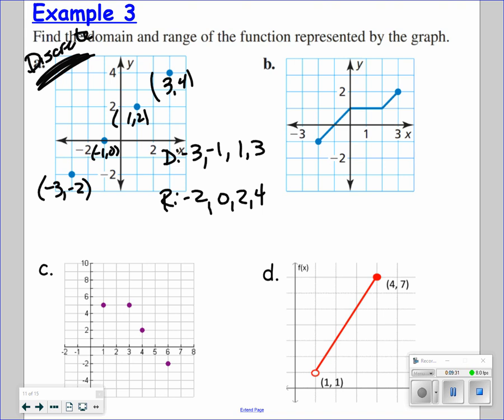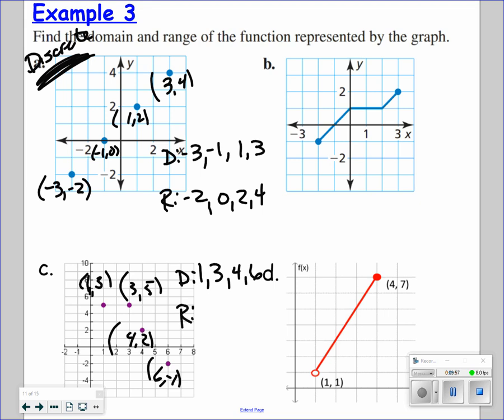So I'm going to go ahead and go down here to C. Okay, so I see a discrete situation. So this is the point 1, 5. And this would be the point 3, 5. This would be the point 4, 2. And this is the 6, -1. So again, this is discrete. So the domain is the x values of each point. So 1, 3, 4, and 6.